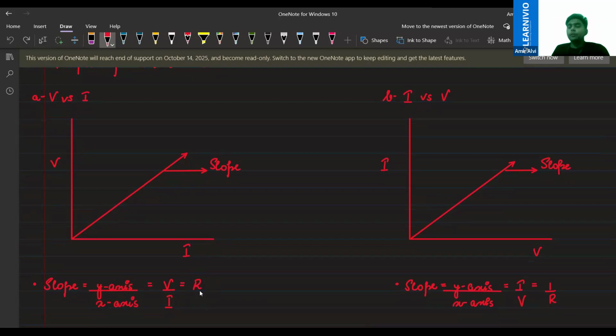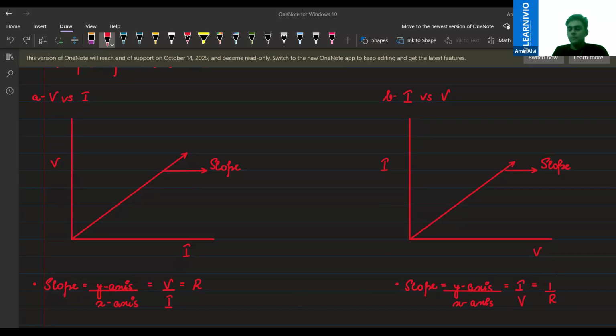But in the case of I versus V, when you take the slope, I upon V would become 1 by R. So the slope you would get is basically the inverse of resistance. It is very important to understand whether the given graph is a V versus I graph or an I versus V graph. Otherwise, you would get confused and get the wrong answer if you do not look at the graph attentively.